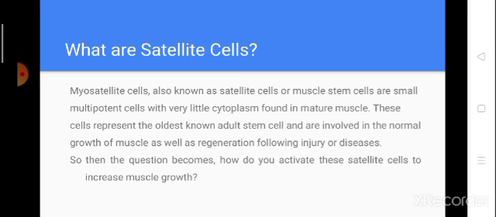What are satellite cells? Myosatellite cells, also known as satellite cells or muscle stem cells, are small multipotent cells with very little cytoplasm found in mature muscles. These cells represent the oldest known adult stem cells and are involved in the normal growth of muscle as well as regeneration following injury or diseases. Okay.